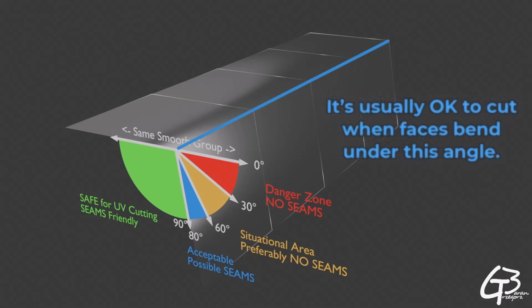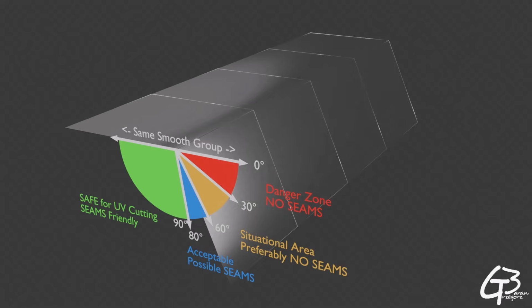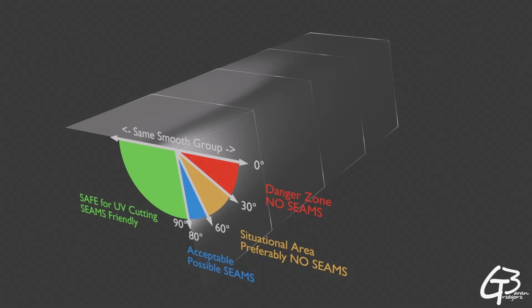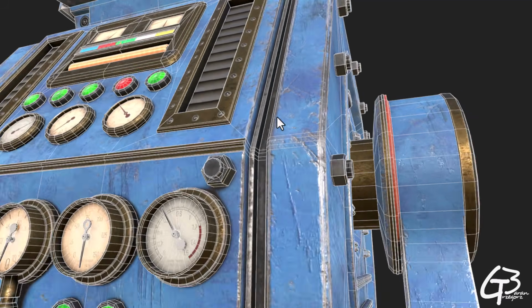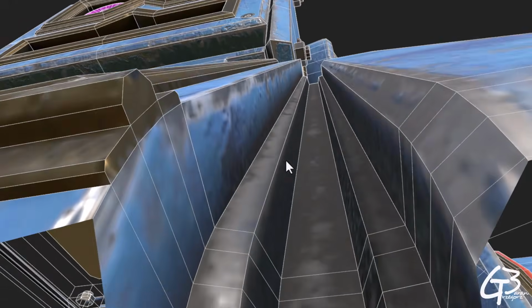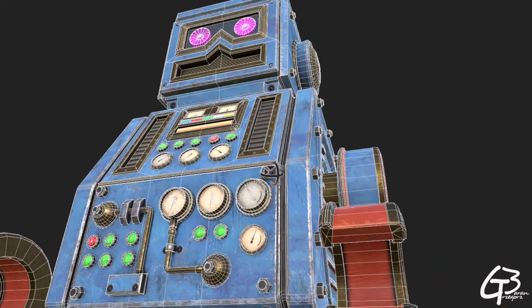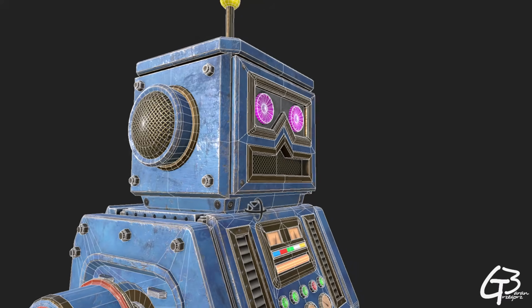60 to 80 degrees is safer territory. These angles are steep enough to justify a shading break, but not so sharp that they waste UV space or stretch textures. Seams here are especially useful when paired with hard normals or subtle curvature transitions. They help preserve shading fidelity without compromising unwrap efficiency.